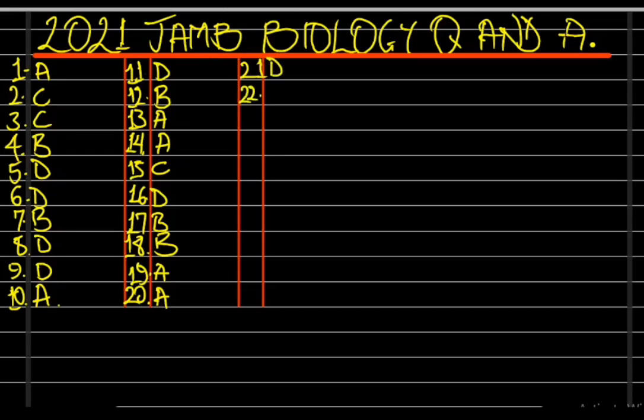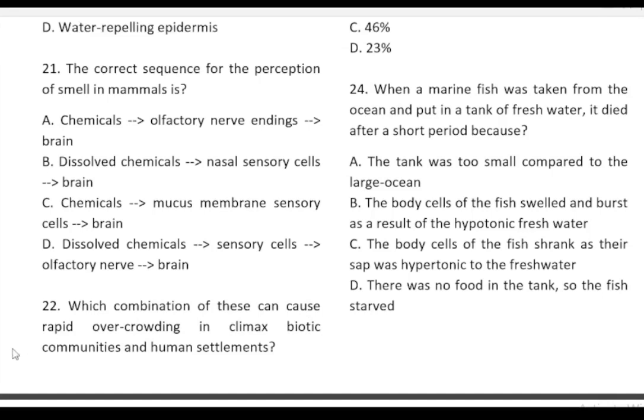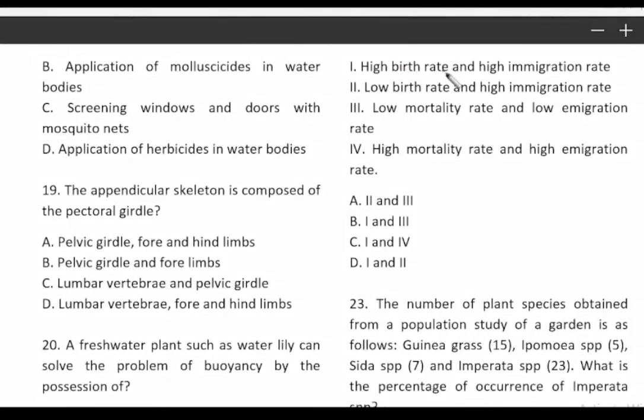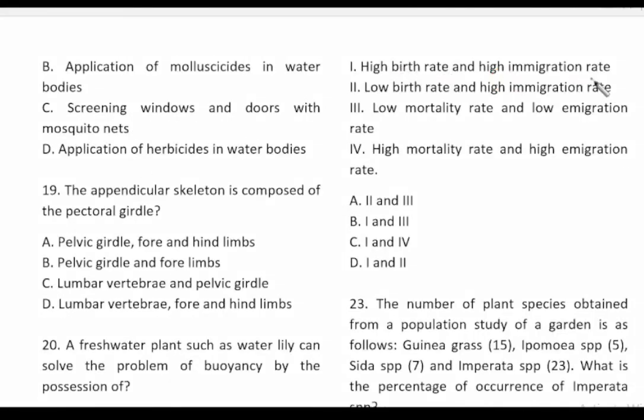And then question 22. Which combination of these can cause rapid overcrowding in climax biotic communities and human settlement? Roman numeral 1. High birth rate and high immigration rate. Roman numeral 2. Low birth rate and high immigration rate. Roman numeral 3. Low birth rate and low immigration rate. Roman numeral 4. High mortality rate and high immigration rate. Let me not go too far, to make it easy for us.